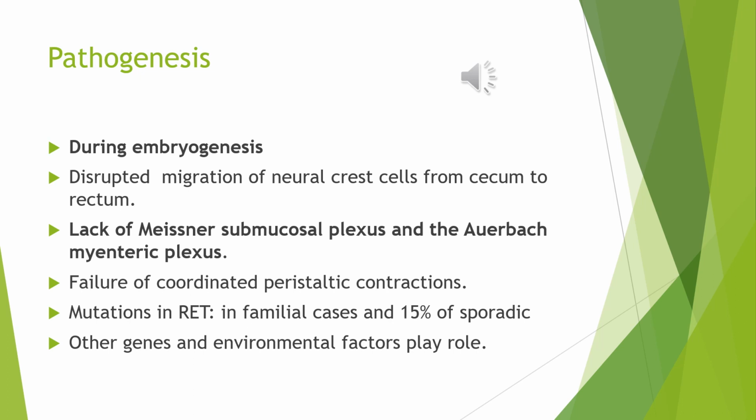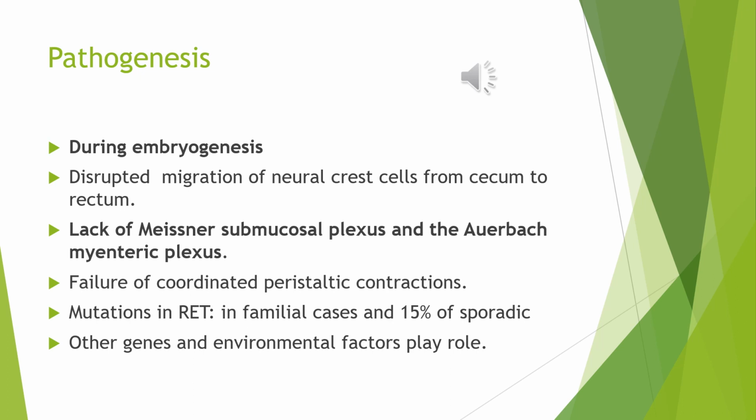peristalsis. So at the end, we have an area of the bowel that lacks innervation by the enteric neuronal plexuses due to the failure of the migration of these neural crest cells from the cecum to the rectum during embryogenesis, and this segment will have lack of peristaltic contractions and the resultant constipation. Now, the familial cases of Hirschsprung disease, they share a mutation in the RET gene, and also this gene is mutated in a subset of the sporadic cases.